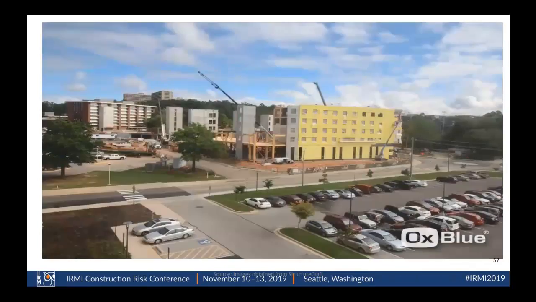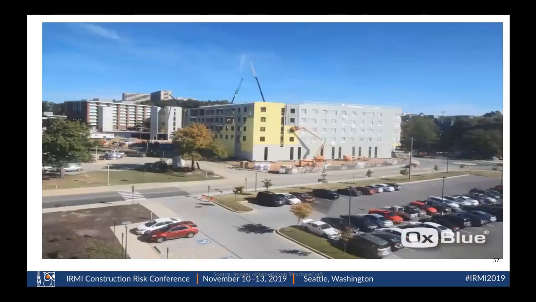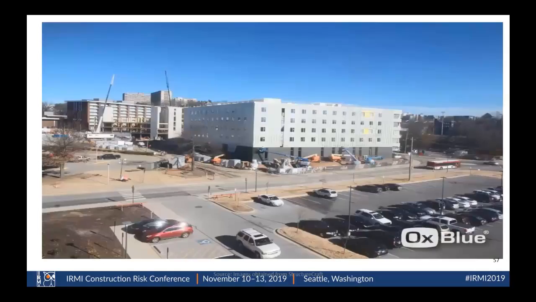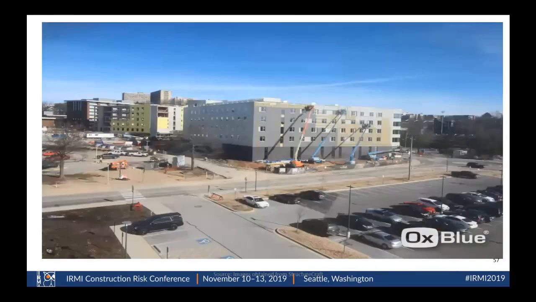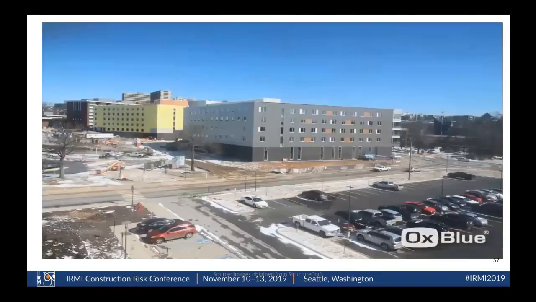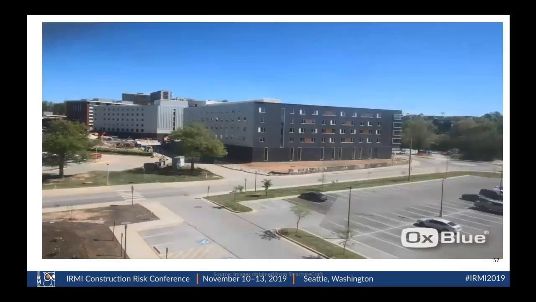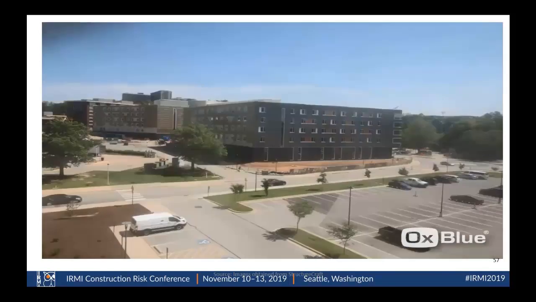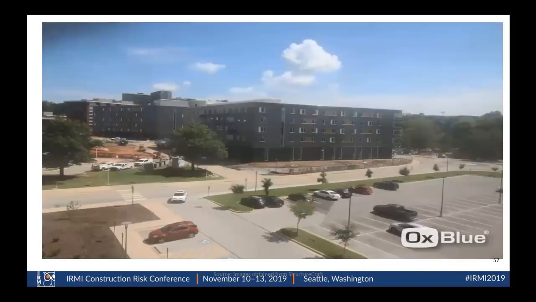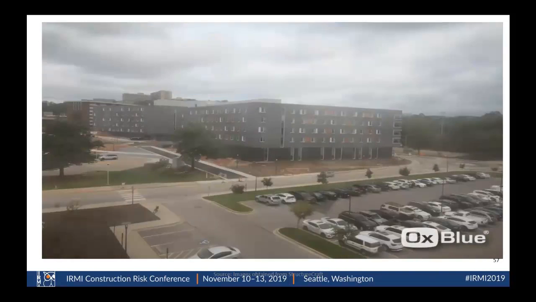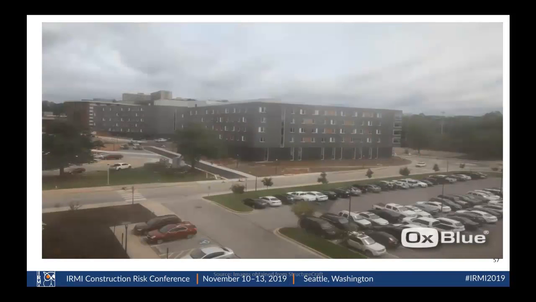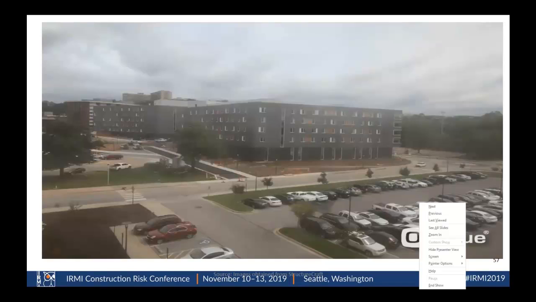You can see when it started. June 26th of 2018 was the first column stood, and we got our substantial completion on August 9th of 2019. Let's see what's left here.